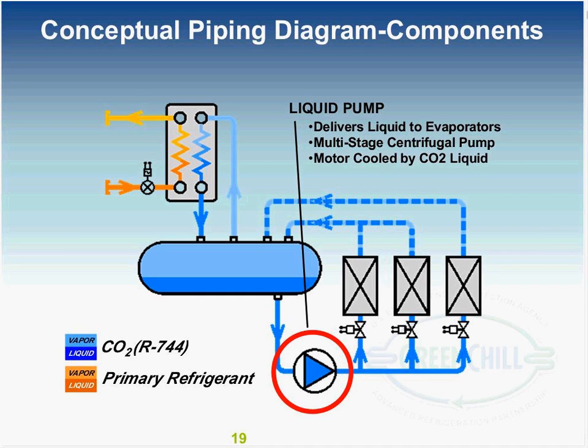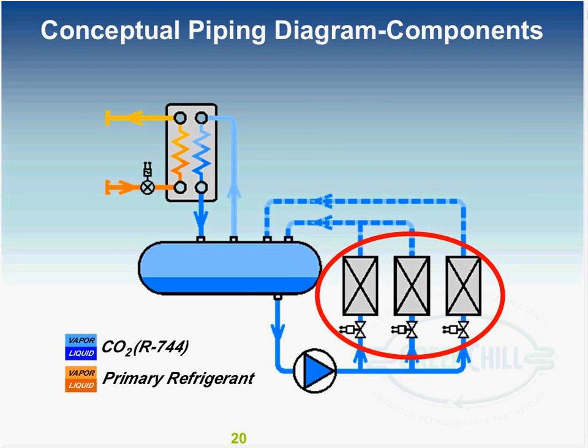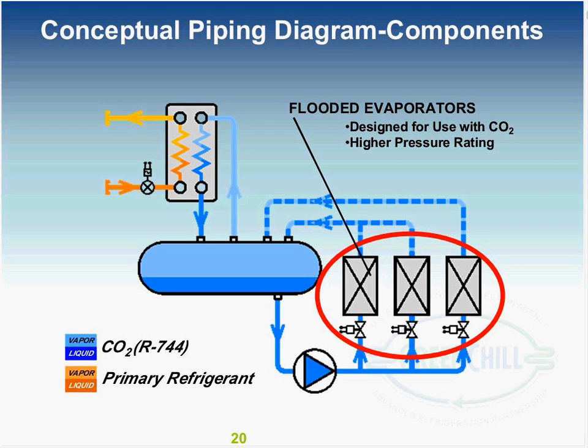It is a multi-stage centrifugal pump. It uses far less energy than traditional secondary coolants like propylene glycol. The evaporators are flooded design, so they're designed to be fully flooded with liquid CO2, so we get effectively 100% utilization of the heat transfer surface. They are designed differently than traditional DX evaporators or even DX CO2 evaporators.